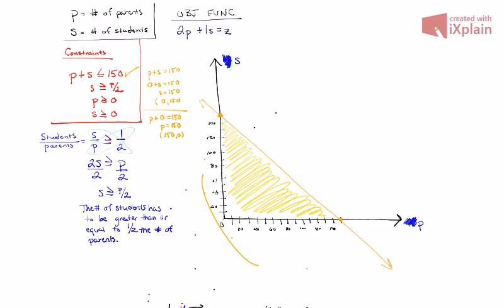Okay, so the next one that we can check is s is greater than or equal to p over 2. Again, we'll go ahead and do some work here. If I put 0 in for p, then I will get s is equal to 0. So I would have 1 point at the origin, 0, 0.